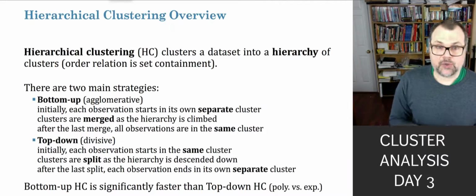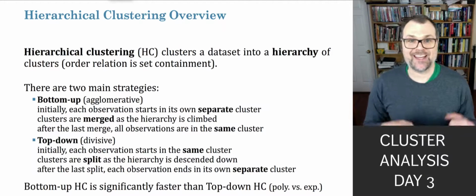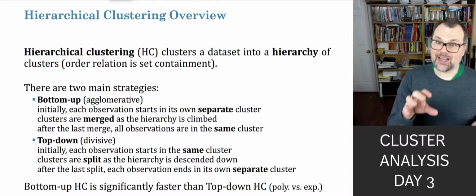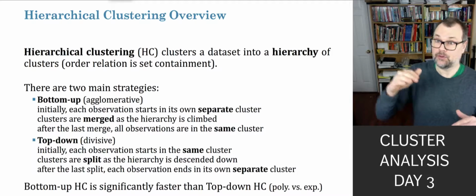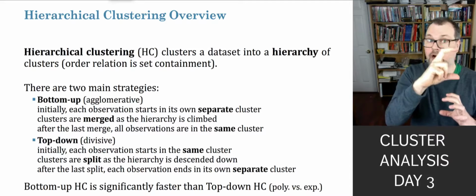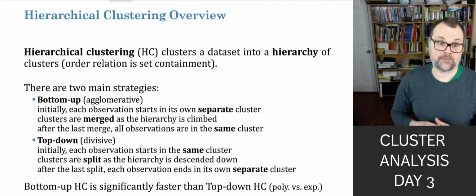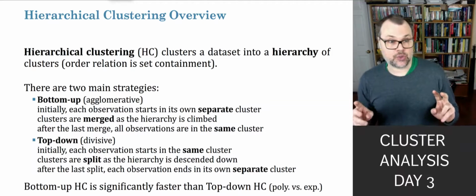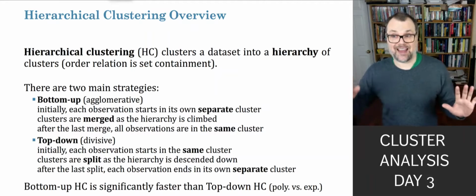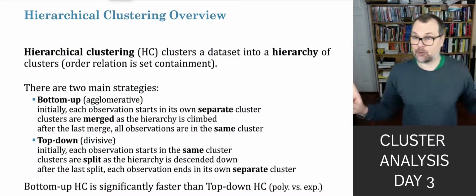So hierarchical clustering is one of the ways in which you cluster your observations, and you cluster them into a hierarchy of clusters. What that means is that the order relation is set containment. Cluster A is below cluster B in the hierarchy if cluster A is a subset of cluster B. This is what it means. So there are two main strategies. You might do a bottom-up hierarchical clustering. The way this works is that every single observation at the very start is considered to be part of its own separate cluster.